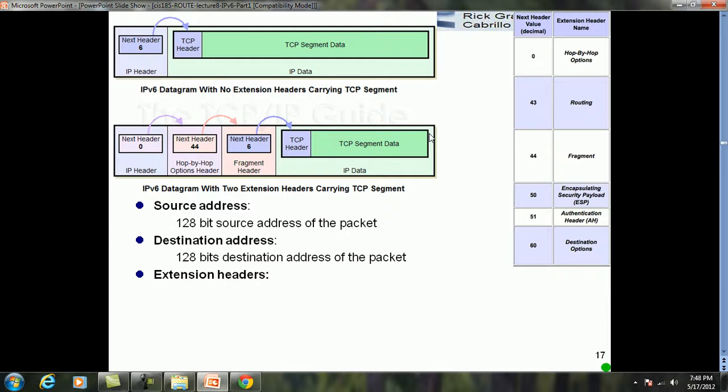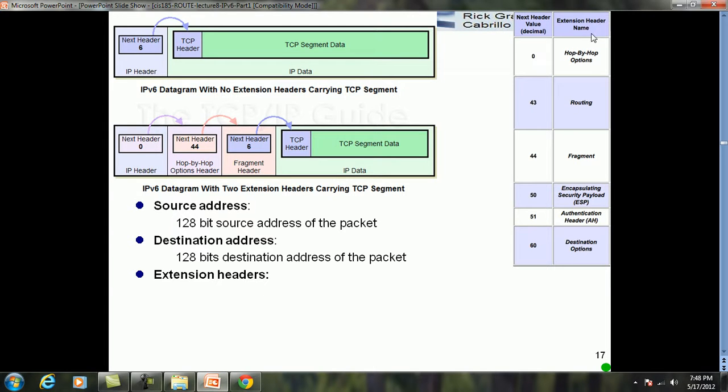Okay. Then your IPv6 datagram with no extension headers and with extension headers. See here, this is your datagram without extension headers, the TCP header. Next header is the TCP header, correct? Now, IPv6 datagram with two extension headers carrying a TCP segment. You see the next header is the fragment header. Next header here is your hop by hop option header. And this is your IP header, correct? Understanding? See, so source, destination, extension headers. What are extension headers?